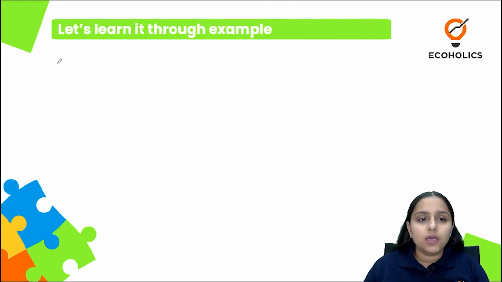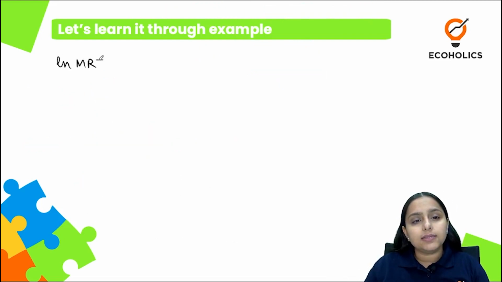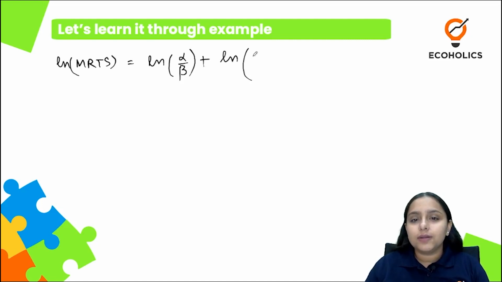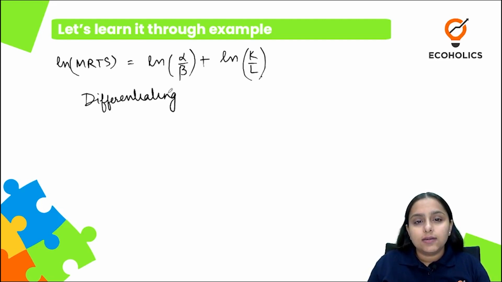Now the last step. I will write this last equation on the next page. So this gives me log MRTS is equivalent to log alpha by beta plus, now you're just one step away from your answer, log K by L. This is what you get. The last step requires you to differentiate this equation with respect to log MRTS. That's all you have to do.